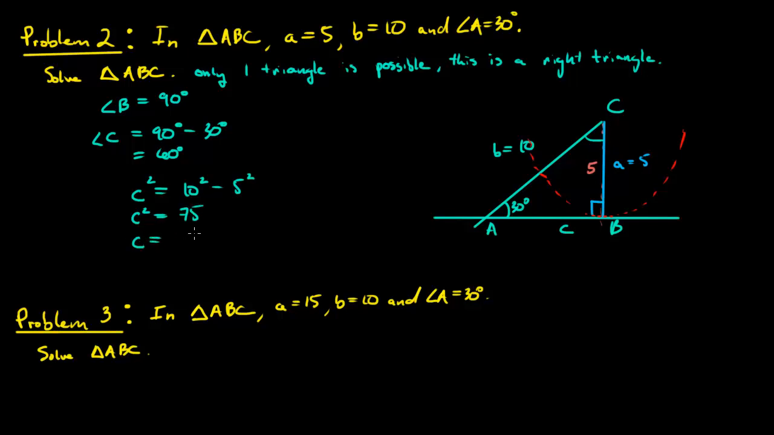Thus C is equal to root 75. And root 75 we can simplify to 5 root 3. So C is equal to 5 root 3. And we have solved the triangle. At the end of any question where you're asked to solve a triangle, it's generally a good idea to write a therefore statement, to summarize your answer. We could say therefore C is equal to 5 root 3 units.